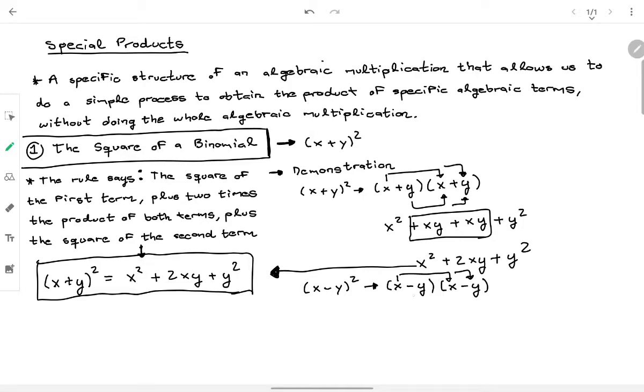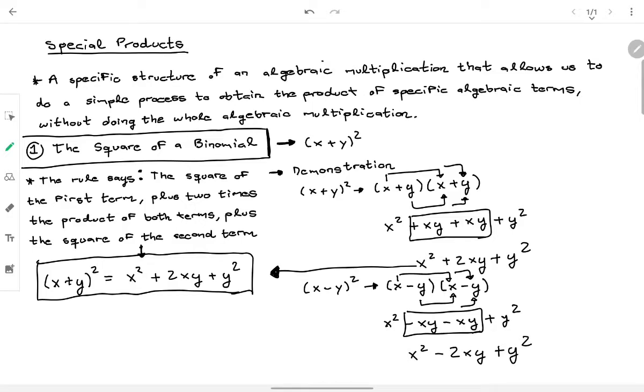So it's going to be, first, x squared. Then it's going to be minus xy. Then y multiplied by x, it's going to be minus xy. And minus y multiplied by minus y, it's going to be plus y squared, because minus multiplied by minus is plus. So then we have also like terms here. So it will be x squared minus 2xy plus y squared.